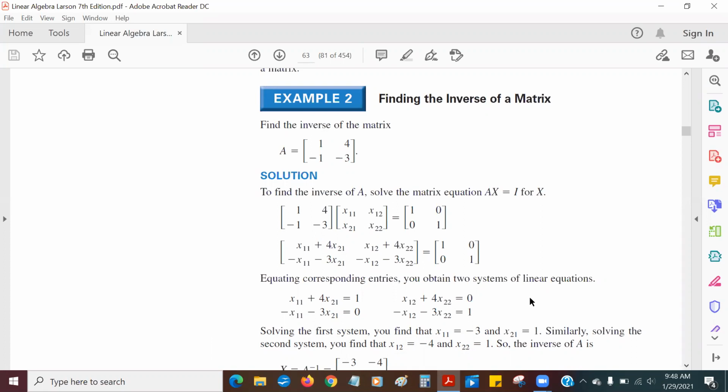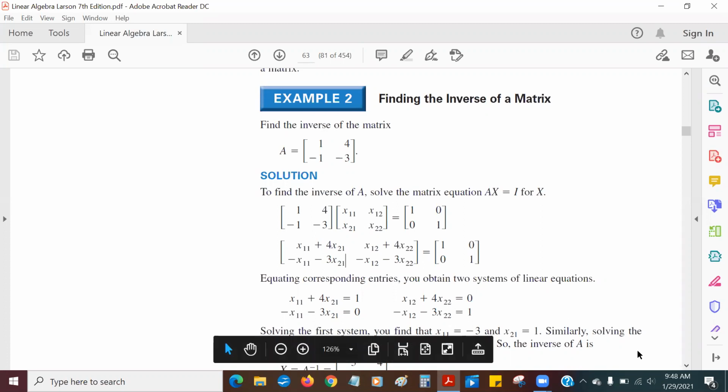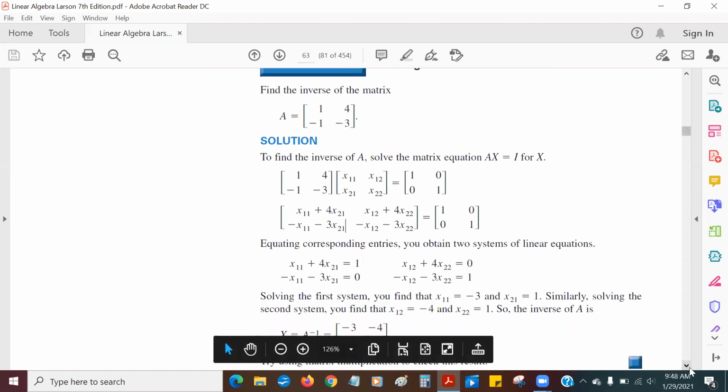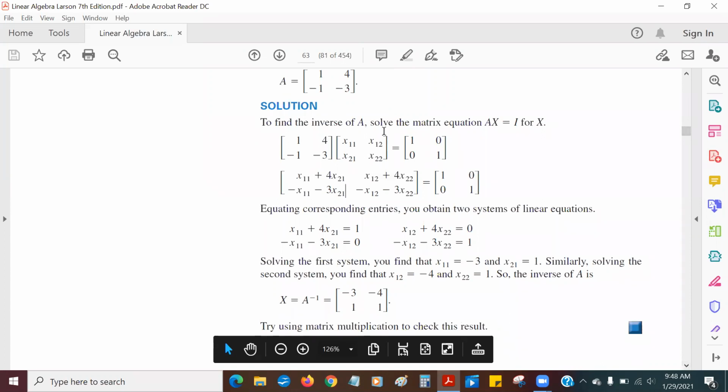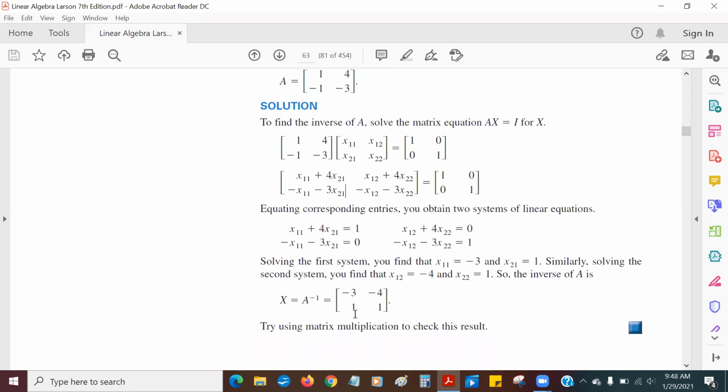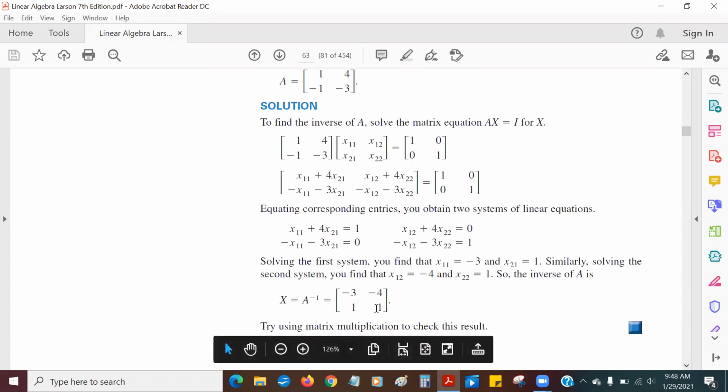But when you solve it, you're going to get x11 equal to negative 3, and x21 equal to 1. x12 is going to be negative 4, and x22 is equal to 1. And you get that just by solving these 2 systems. That means that the inverse matrix of A, where my original matrix A was 1, 4, negative 1, negative 3, is negative 3, negative 4, 1, and 1.